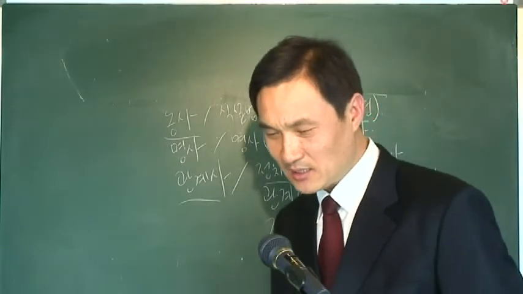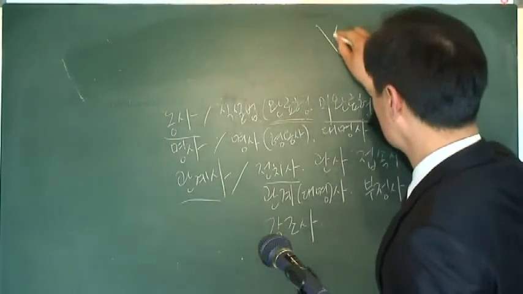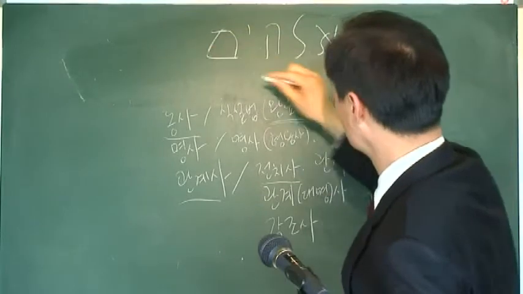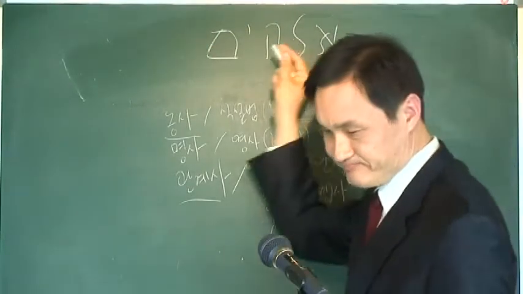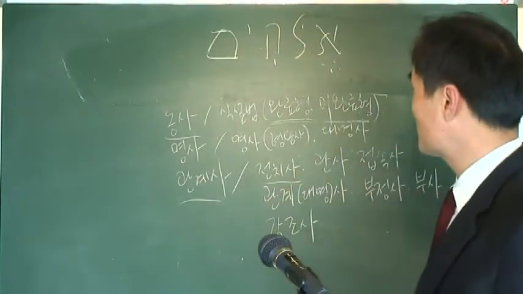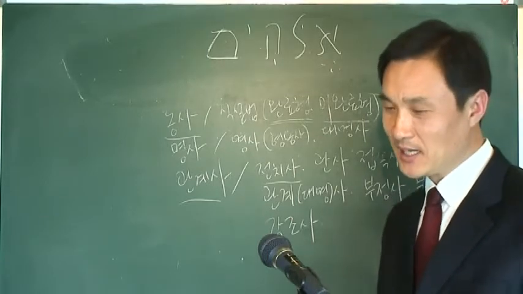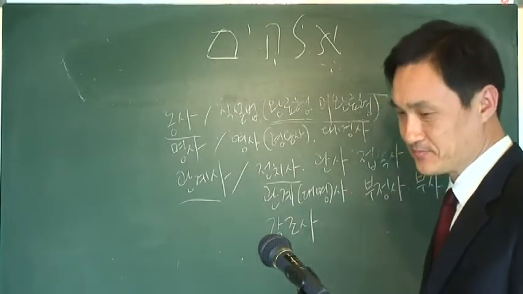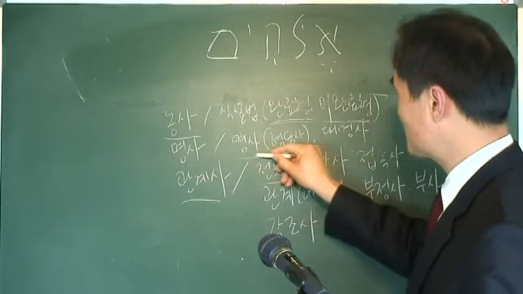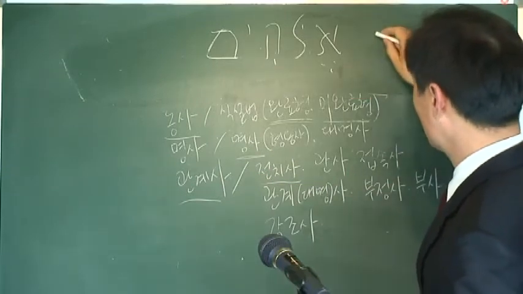Next, let's look at the third word in Genesis chapter 1, verse 1, Elohim. This word means God. This is a Hebrew proper noun, and it means God.